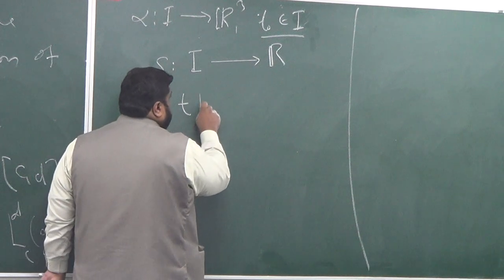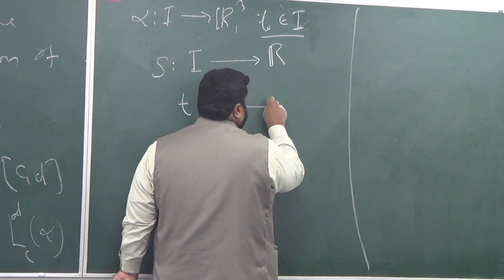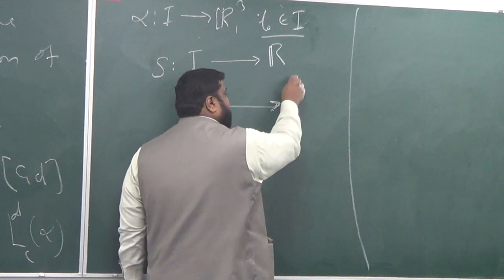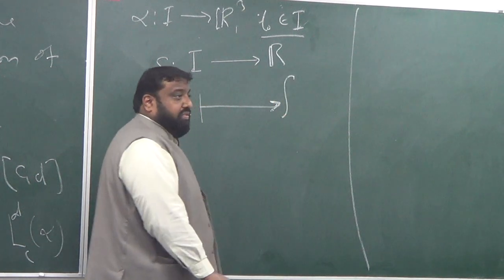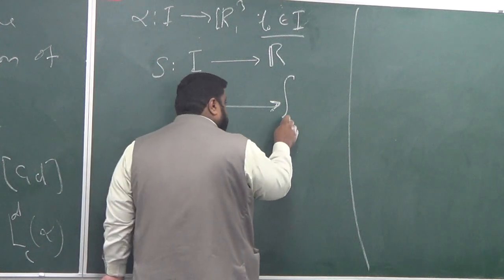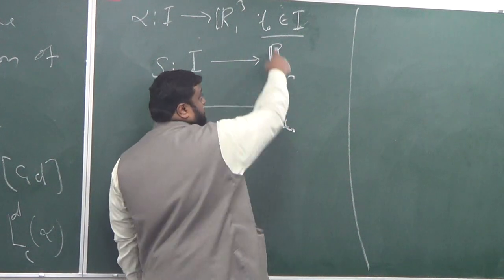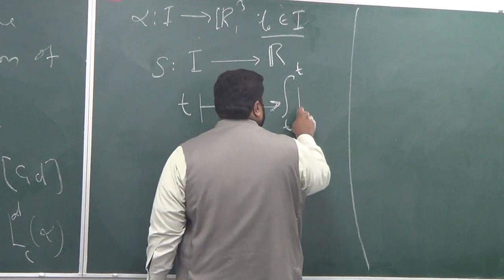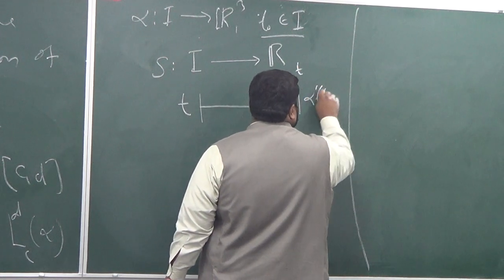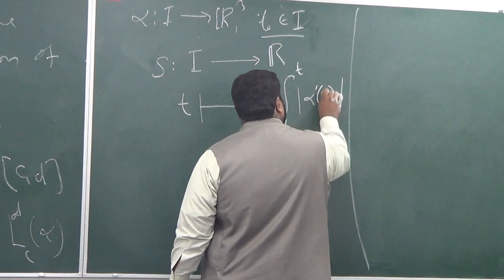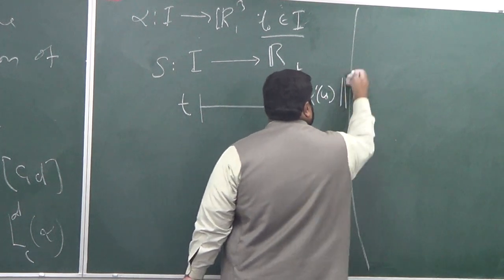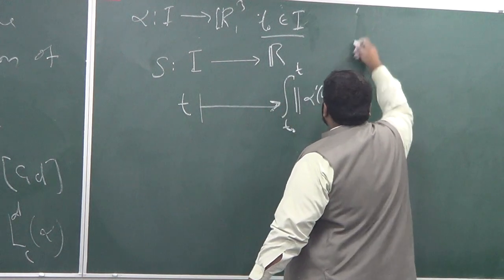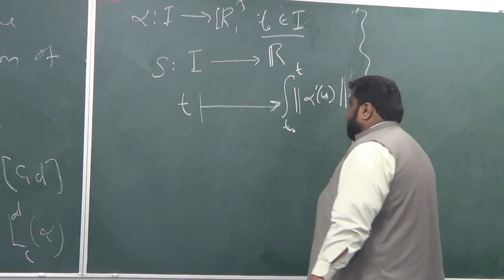And how do you compute the arc length? It gives you a number, and that number is the length of the curve from the point T0 that you have chosen to T, the integral of the magnitude of alpha prime of u. So this is the map I have defined.